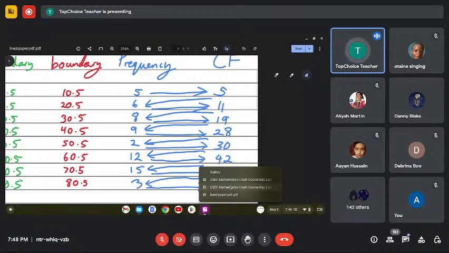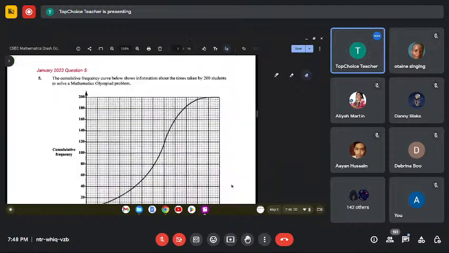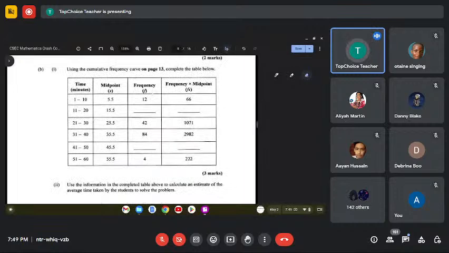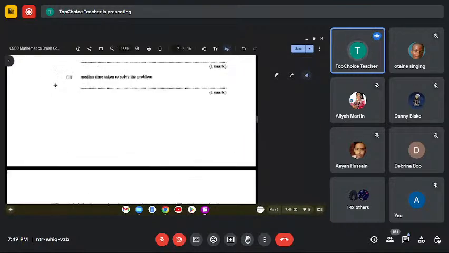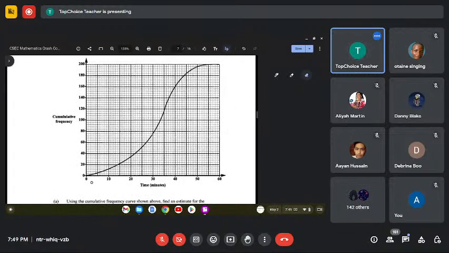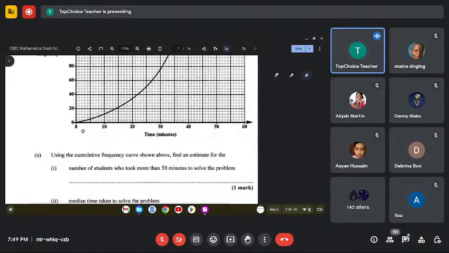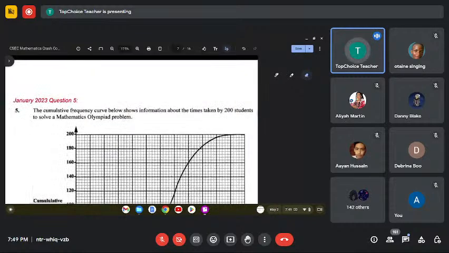All right, so let's look at what we could do in this particular question. We're going to start this question, and what I've told you about will help us with part B. But let's look at part A. In this cumulative frequency curve, they want us to use this curve to find an estimate for the number of students who took more than 50 minutes to solve a problem. If you read the question, it is a cumulative frequency curve that shows information about the times taken by 200 students to solve a maths Olympiad problem.